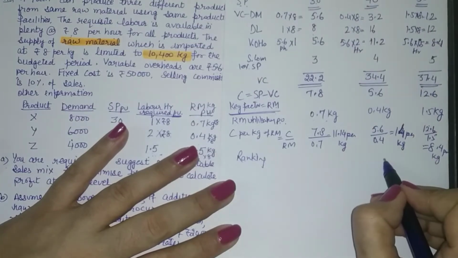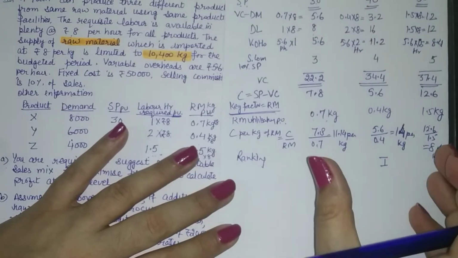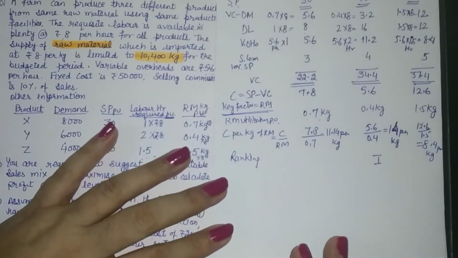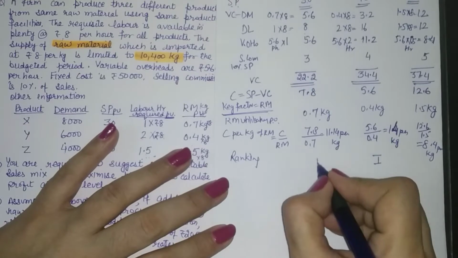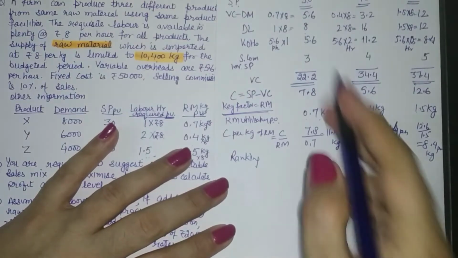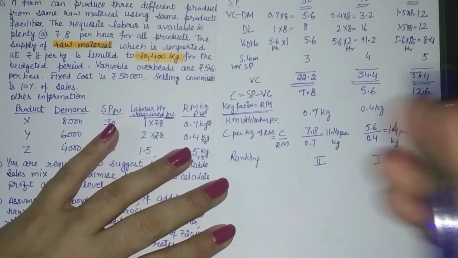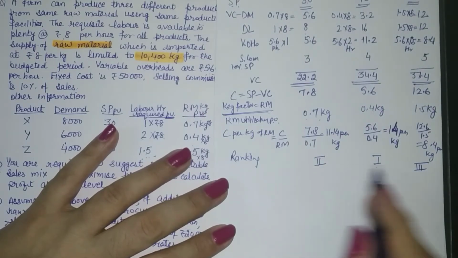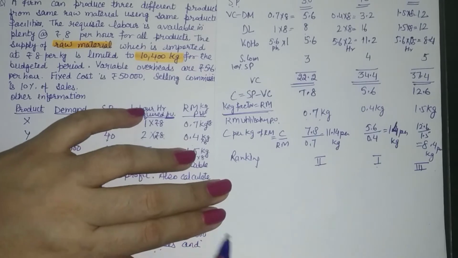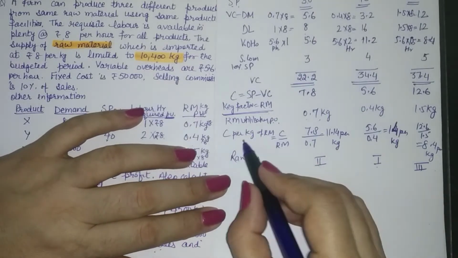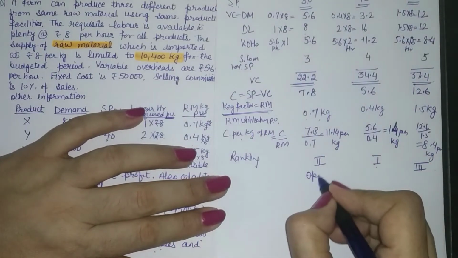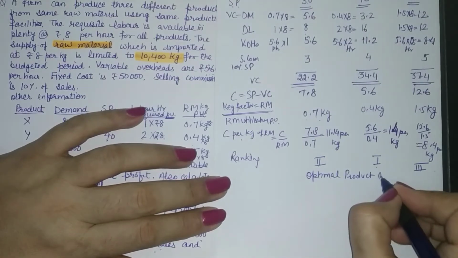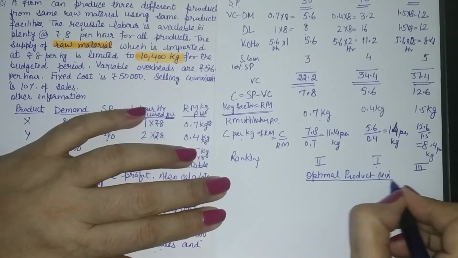So you will be having Y as the first option because Y is giving you maximum contribution in terms of raw material utilization. Next possible option is X, and next one is Z. So our ranking is Y, then X, then Z. This is how we should go for production as per contribution rate. So now we'll calculate optimal product mix because our question is requiring us to calculate optimal product mix and profitability.